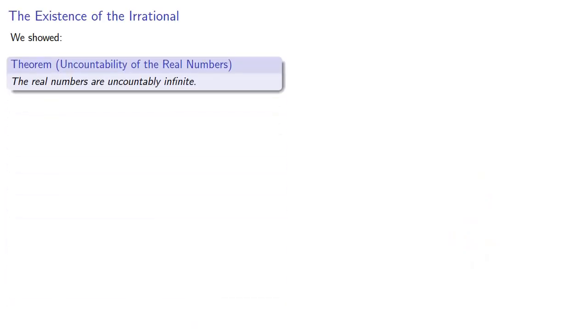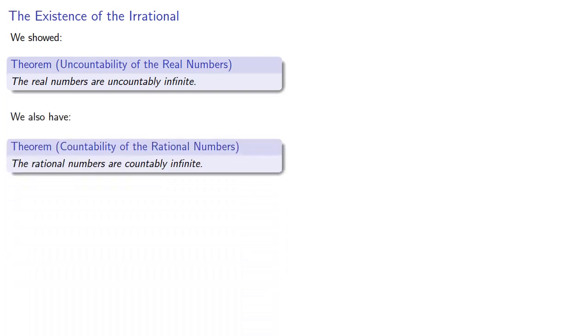So earlier we showed that the real numbers are uncountably infinite. We also have a theorem that says that the rational numbers are countably infinite. First, we'll give the standard proof. Actually, it's kind of boring, and you can Google the standard proof yourself.